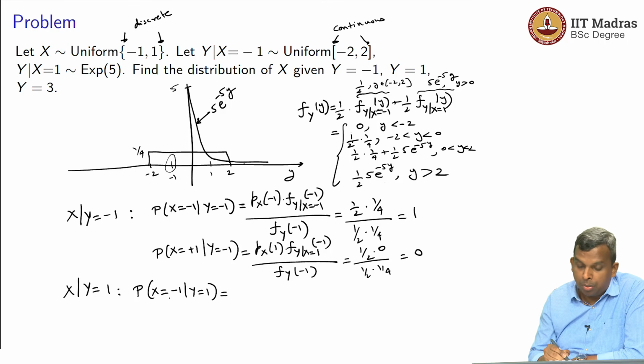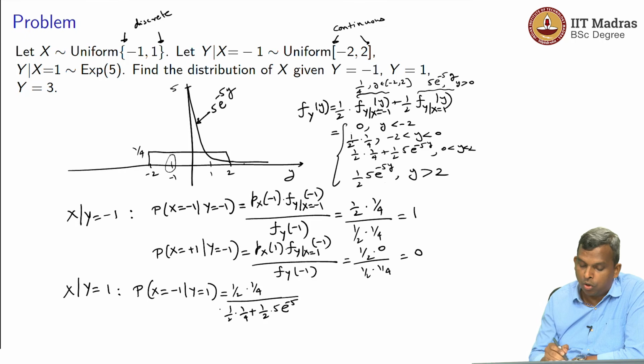Okay, so it's the probability that x equals minus 1, that's half, times the conditional density evaluated at 1. So that's going to be 1 by 4. It's the conditional density of y given x equals minus 1, that's the uniform density evaluated at plus 1, so that's just going to be 1 by 4, okay? Now divided by the marginal density evaluated at plus 1. So the marginal density evaluated at plus 1 is going to be half times 1 by 4 plus half times 5 e power minus 5. So that's the formula for x equals minus 1 given y equals 1.